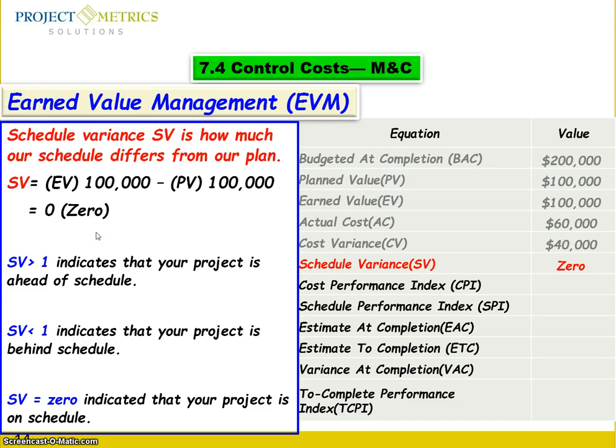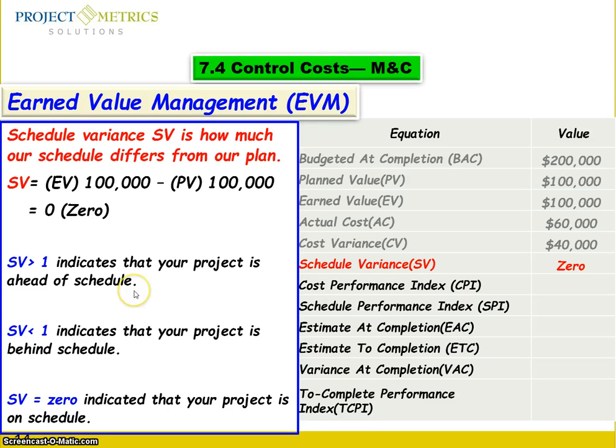So what does that mean? If it is higher than 1, it indicates that your project is ahead of schedule. If it is less than 1, that indicates that your project is behind schedule. If it is 0, it indicates that your project is on schedule. So equal to 1 or higher than 1 indicates that your project is on or ahead of schedule.